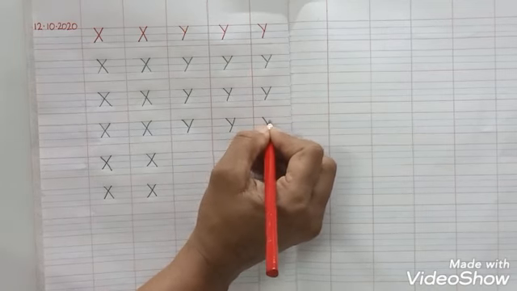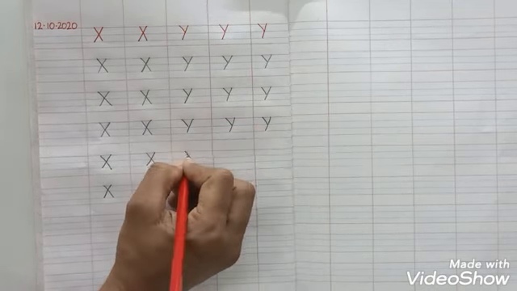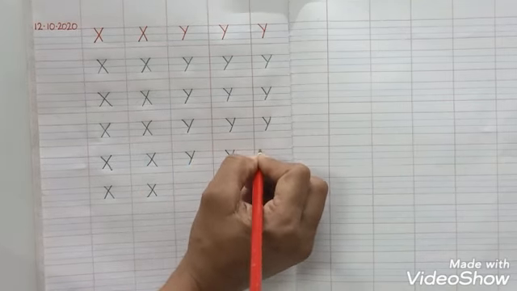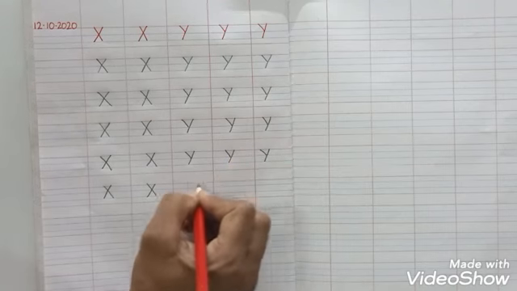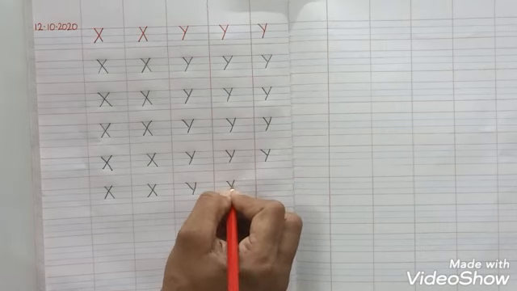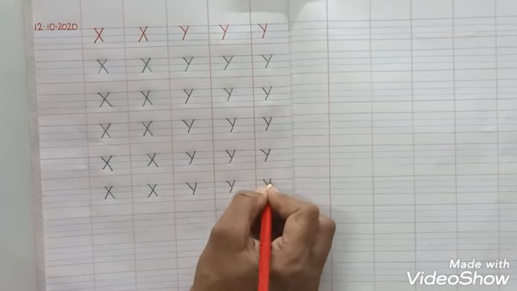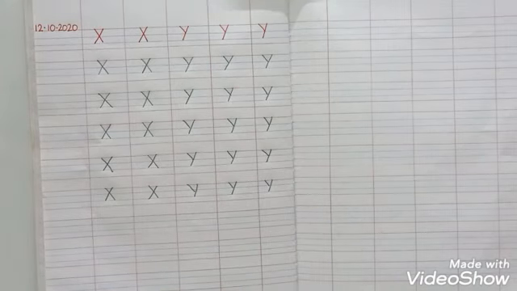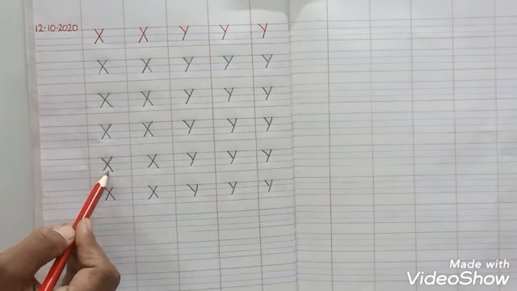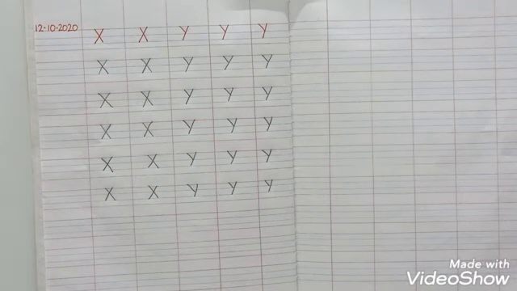The sound of letter Y is Y, yogurt. Curd is called yogurt also. I like to eat yogurt and bananas. And the sound of letter X is X, X, like X-ray. Children, you have to write letter X and letter Y neatly in 1, 2, 3, 4, 5 lines and send your work to me.